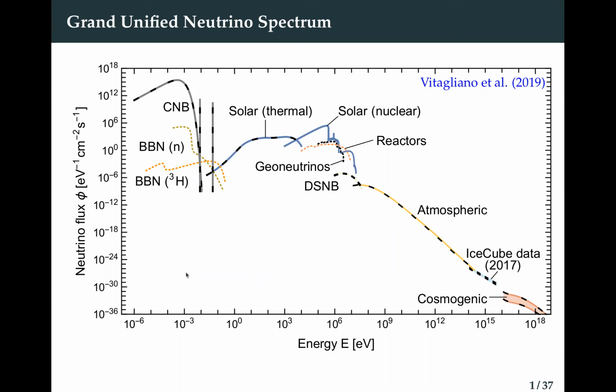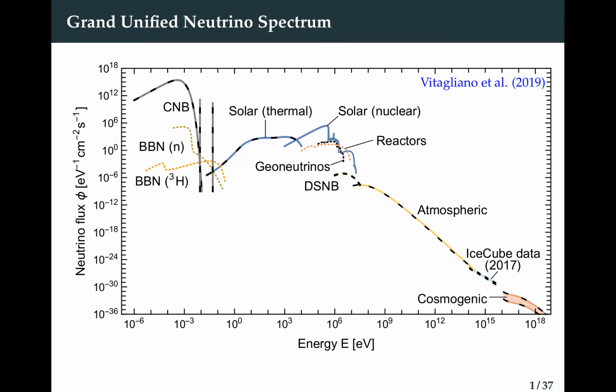Okay, so let me start by just showing you the grand unified neutrino spectrum, where you can see the different neutrinos from different more or less steady state sources. We have here reactors which might be turned off and on, but the rest should be more steady in time, and we can detect them.